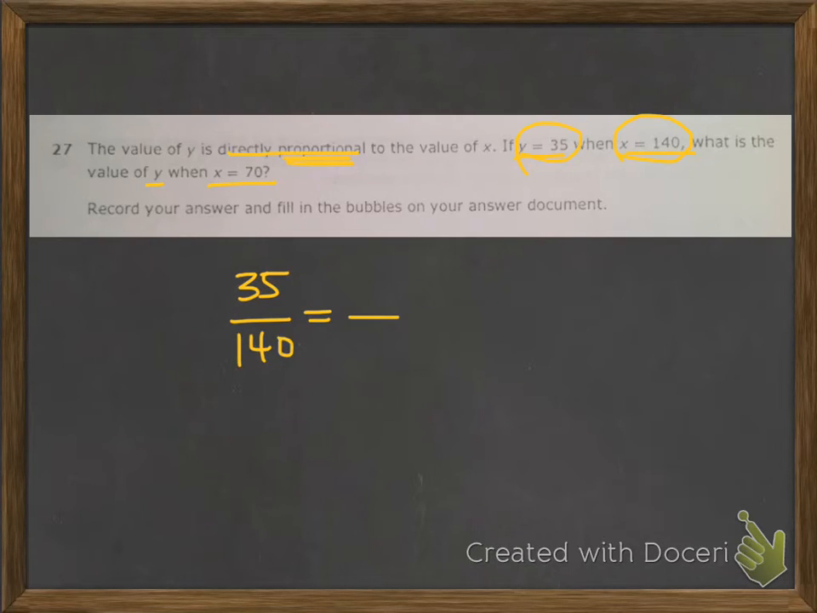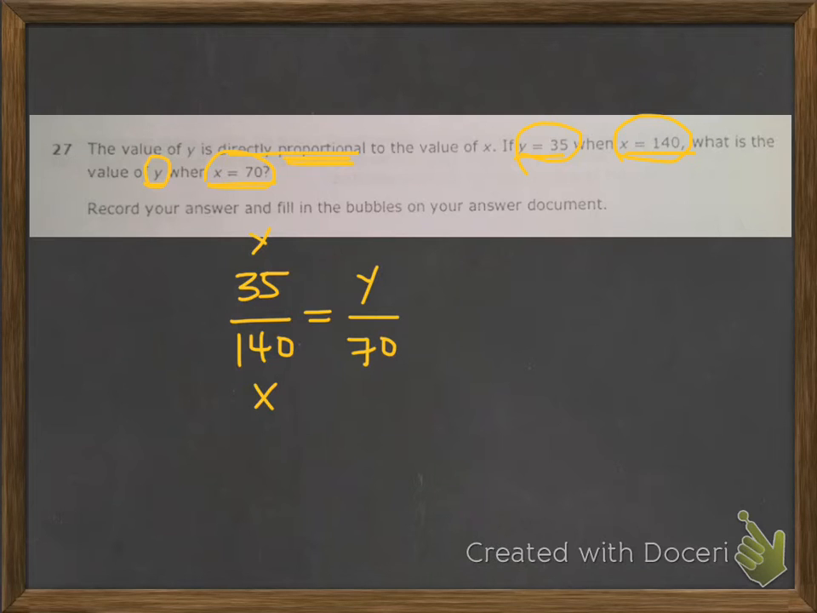So I decided to put my y on top and my x on bottom. So I need to be consistent on the other side too. On the other side, I'm trying to find my y, so I can just leave it as a variable, and then I know my x is 70, so that will go on the bottom. Now that I've got a good proportion, now I'm going to solve.